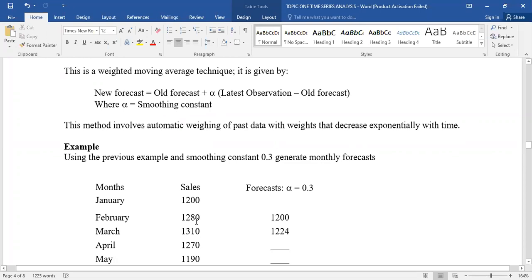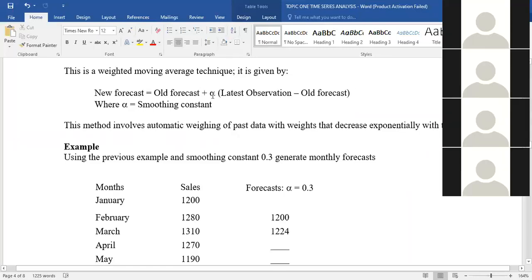Then we go to the month of March. Now the month of March, what we've gotten will be our old forecast. So our new forecast will be our old forecast, which is 1200. I'm saying our old forecast for March will be 1200. Then the smoothing constant is 0.3. So it will be into bracket, the latest observation, which is 1310, we less 1200.